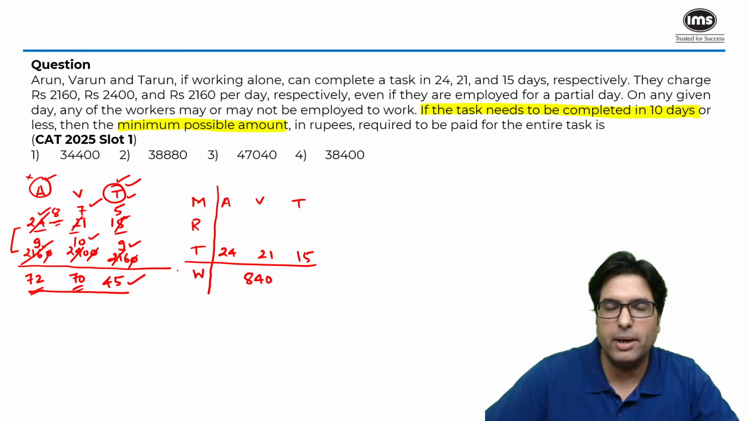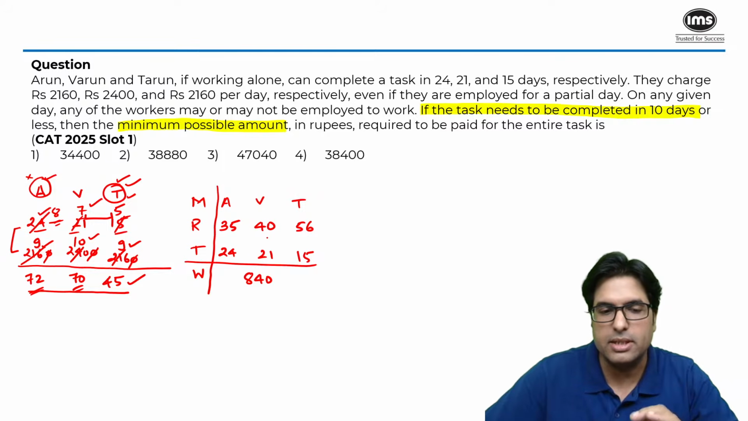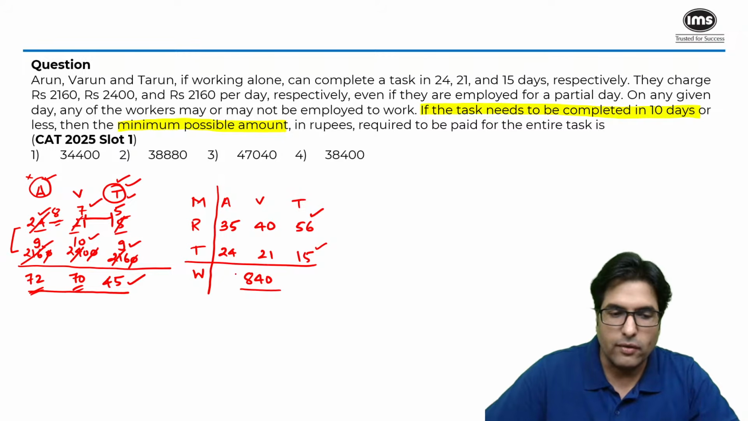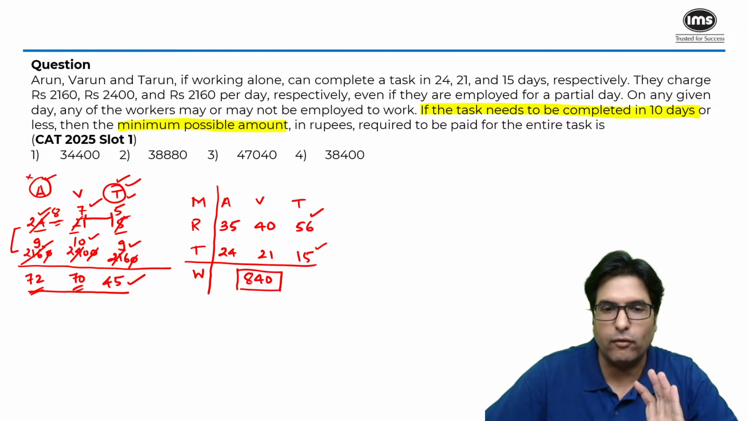Now 840 divided by 24, this is the LCM of 24, 21 and 15. 840 divided by 24 will be 35, or you could directly multiply 7 and 5. Similarly for 21 you will get 40, and for 15 you will get 56 as the rate for Tarun. Understand what we mean by this? The rate for Tarun is 56 units per day, and if he works alone for 15 days, he'll complete our assumed piece of work of 840 units. So our work is now identified as a numerical value, 840.